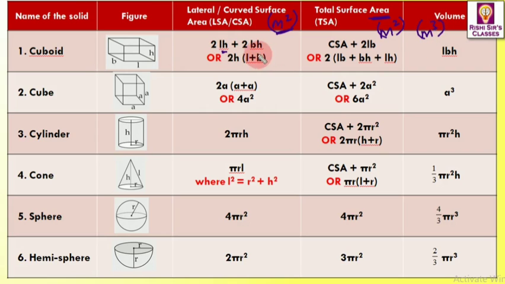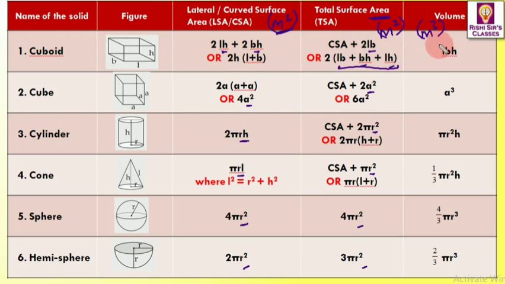L into H, B into H, a square, r into h, r into l, r square, r square, or in this one, a square, r square, l into b, b into h, l into h. We are multiplying only two variables. We can add different variables, but we are multiplying only two variables, not three variables. So there will not be a cube in any of the formulas for CSA and TSA. This is clear.